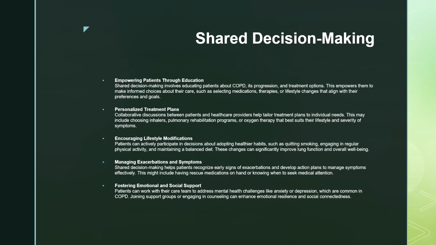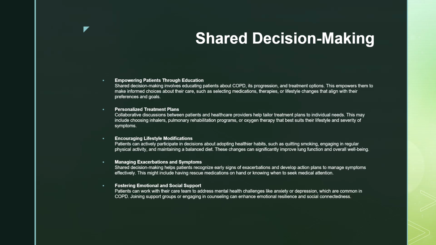One of the key concerns of patient-centric care is shared decision making. This is the basis of this type of care. What you really want to do is empower patients through education. You want to educate them very well. You want to make personalized treatment plans for them so they can make their own decisions on what kind of treatment they take based on evidence-based practices. You want to encourage lifestyle modifications, let them know what they can participate in and what they can't. You want to manage exacerbations and symptoms, and you also want to foster emotional and social support.